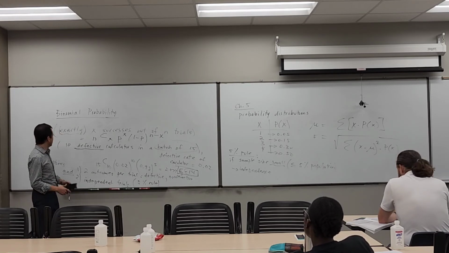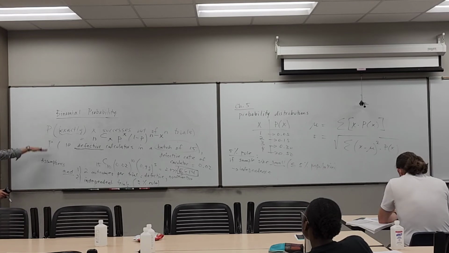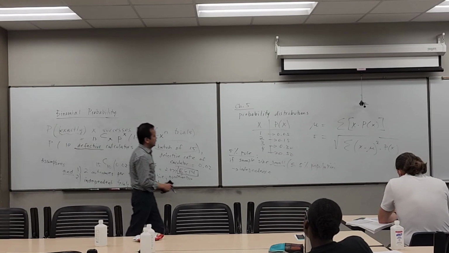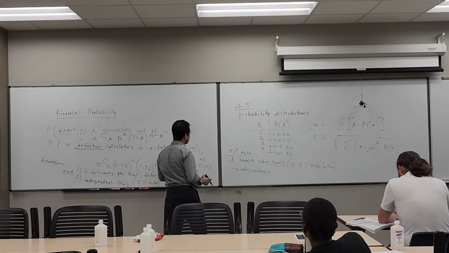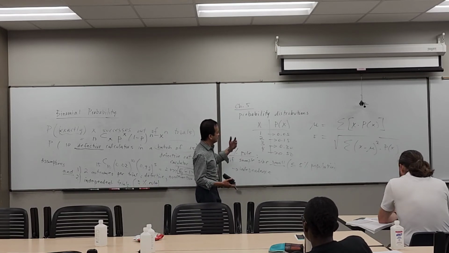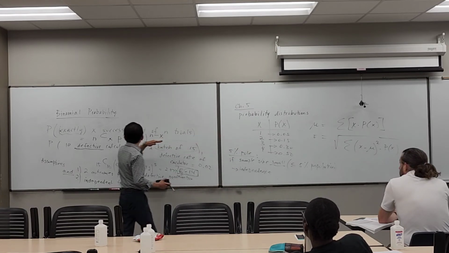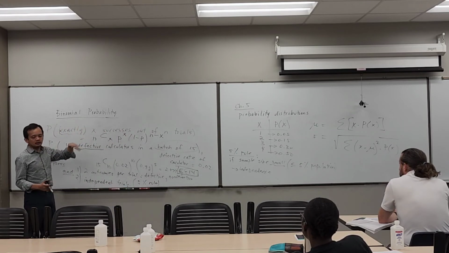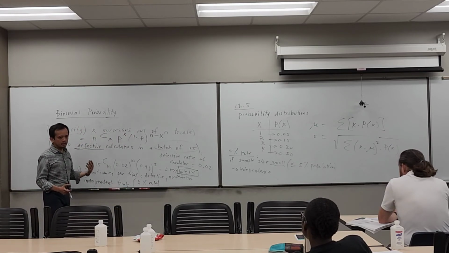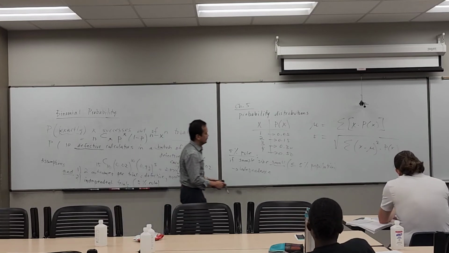Okay, good. Any questions? So that's binomial probability. The last thing in chapter 5 we talked about is we combined this idea of a probability distribution with a binomial probability, so that the concept is a binomial probability distribution.